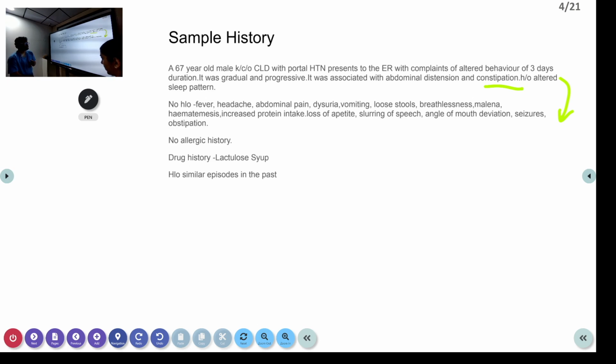We can grade hepatic encephalopathy into 4: grade 1, grade 2, grade 3, grade 4. In grade 1, there can be altered sleep pattern. In grade 2 hepatic encephalopathy, flapping tremors can be present. In grade 3, the patient can be in a semi-stuporous state. In grade 4, the patient is in coma. So already through history, we understood that he is in grade 1 hepatic encephalopathy, and the rest of the things we will be seeing through examination. Okay.